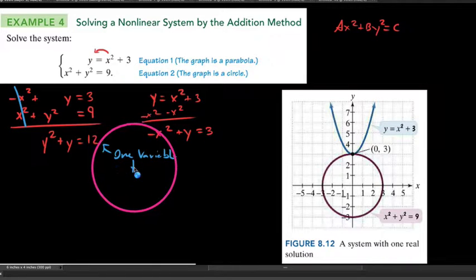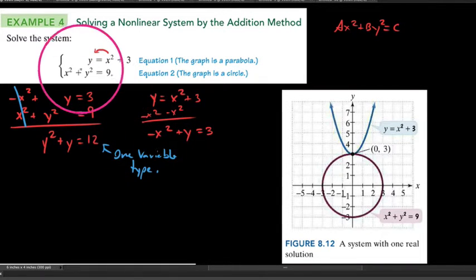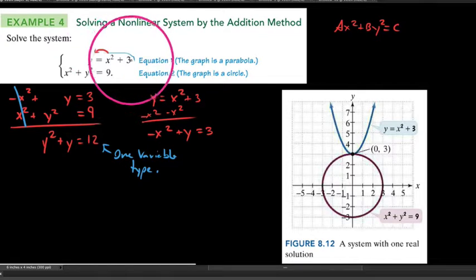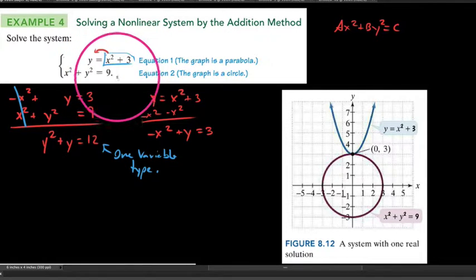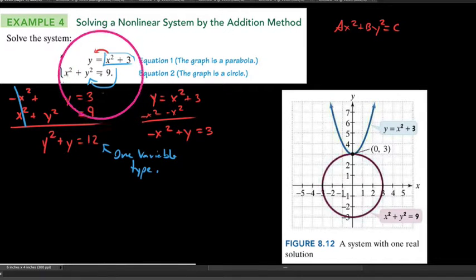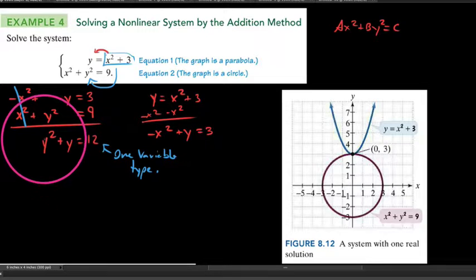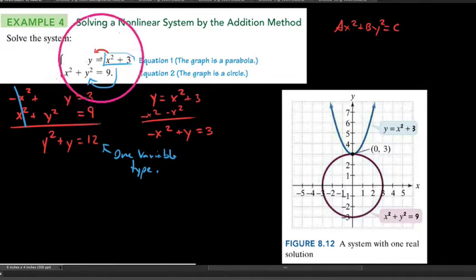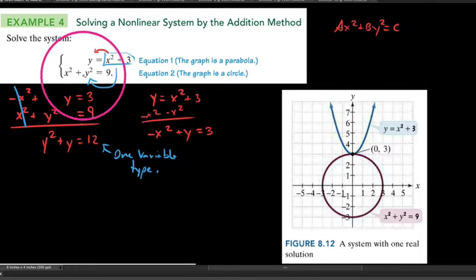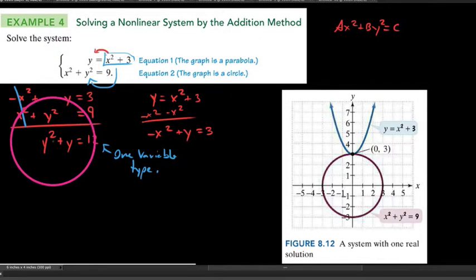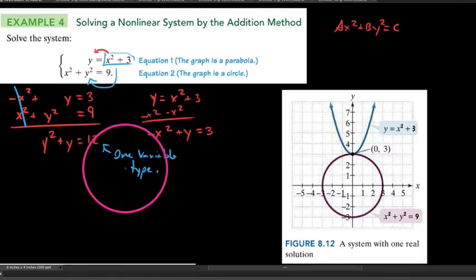With something like this, what we want to indicate is that we have one variable type. We could have done this with substitution. As a matter of fact, if we did this with substitution, we already had y by itself. It's just that we would have had to plug that back in and square x squared plus 3, which makes it a little more complicated than if we had just done addition method. So keep your eyes peeled for something like this: even though the y's are not both of a squared type or a first type, if you cancel out your x squareds, you're only left with one variable type, which is what we want.